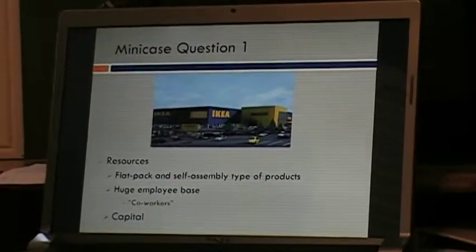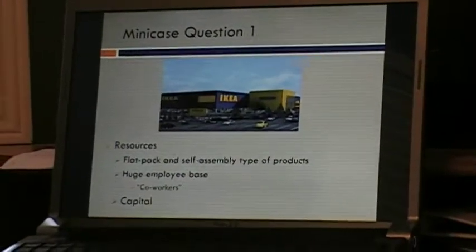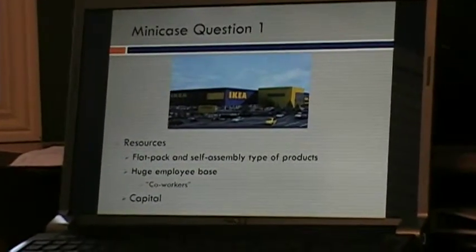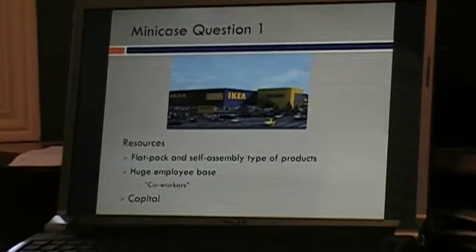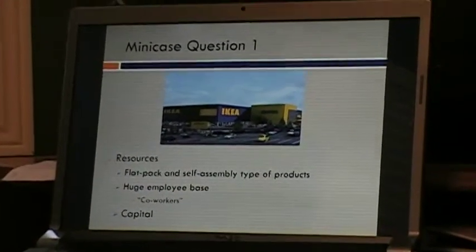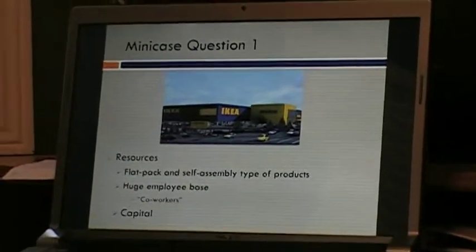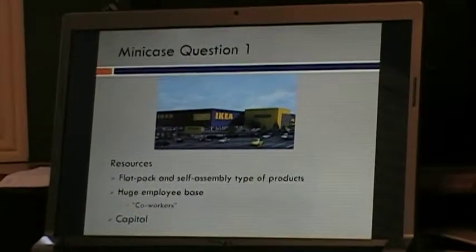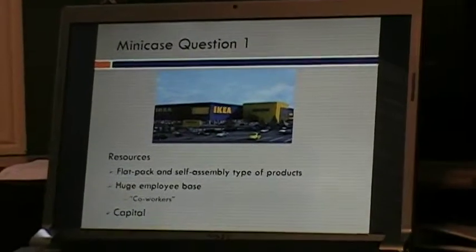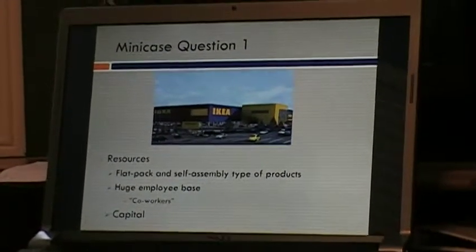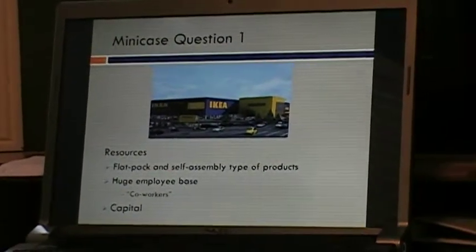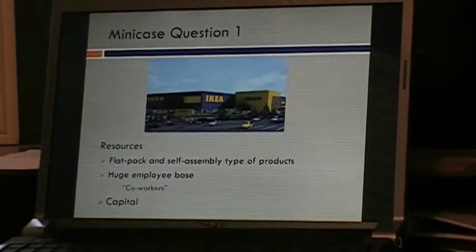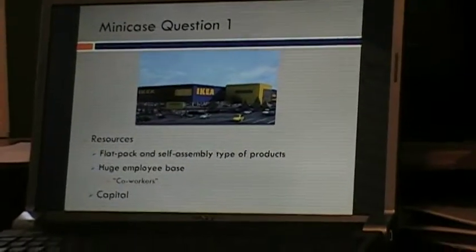IKEA started out as a small company, founded by Ingvar Kamprad in his Swedish village, not the type of company one would think of having lots of resources available to them. After coming up with their flat pack and self-assembly type of products, IKEA quickly blossomed into a retail giant. The resources available to IKEA are vast, from capital gained from over $12 billion in sales in 2003 to a huge employee base.